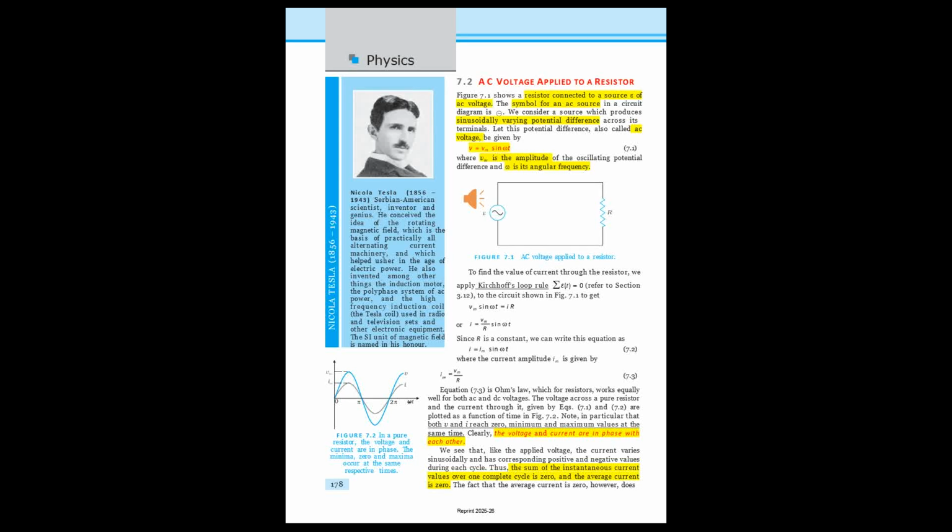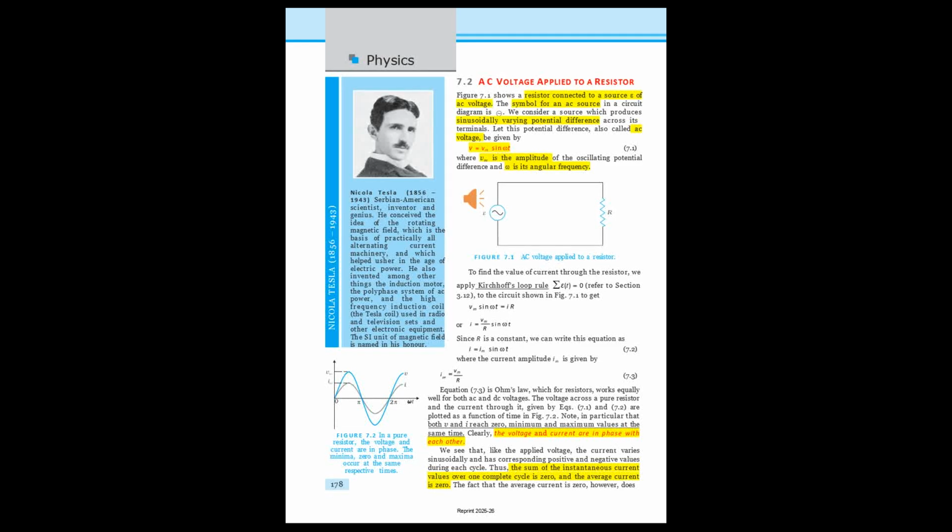Let this potential difference, also called AC voltage, be given by equation 7.1, that is, V is equal to Vm sin omega t, where Vm is the amplitude of the oscillating potential difference and omega is its angular frequency. To find the value of current through the resistor, we apply Kirchhoff's loop rule, summation epsilon equal to 0, to the circuit shown in figure 7.1 to get Vm sin omega t equal to IR, or I is given by Vm by R sin omega t.